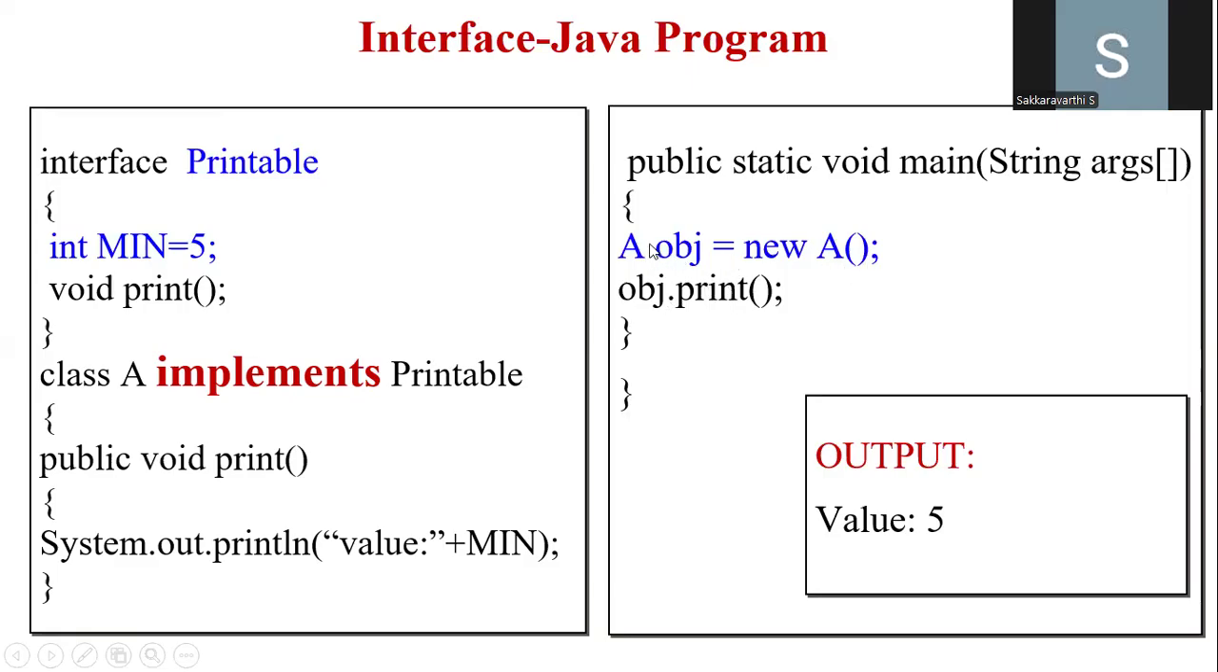So we are creating the object for class A. Using the object, I am invoking the interface's abstract method print(), which is redefined in class A. So the output will be value min and 5. So this is a simple example for an interface. In the interface, we are using the keyword interface, name, variable, and one abstract method. Then I implement the interface using the keyword implements, redefine the print method, and invoke the method print after creating the object for the class.